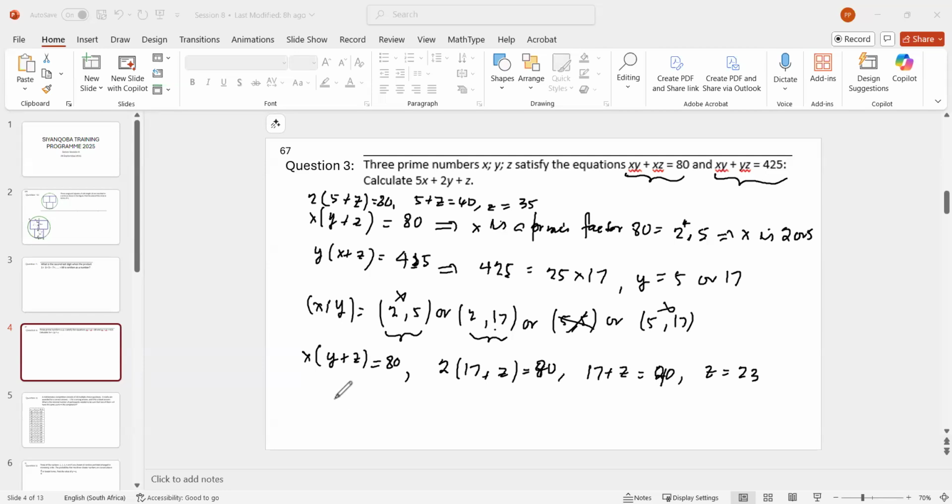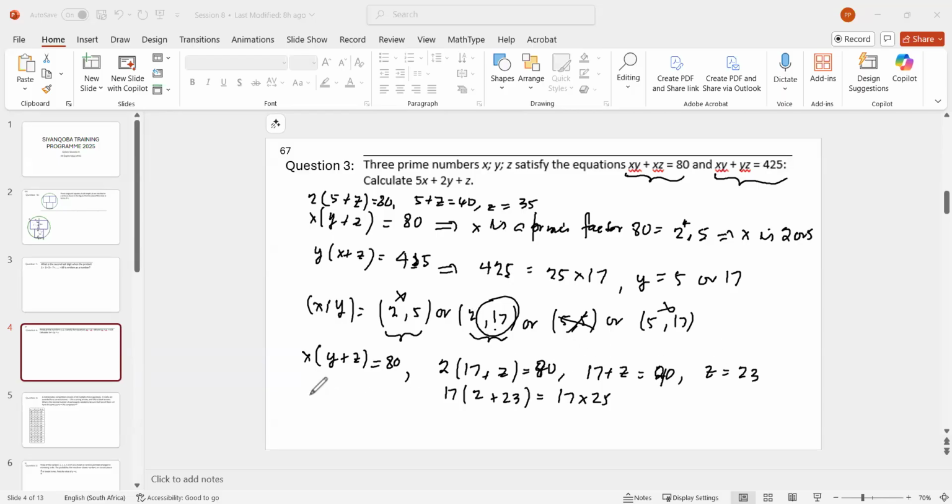But let's just check to see whether the other things is satisfied. Y into x plus z. Y into x plus z is, in this case, y is 17, and x is 2. And z, we said, is 23. This is 17 times 25, right? Okay, that's fine. So this is the answer.